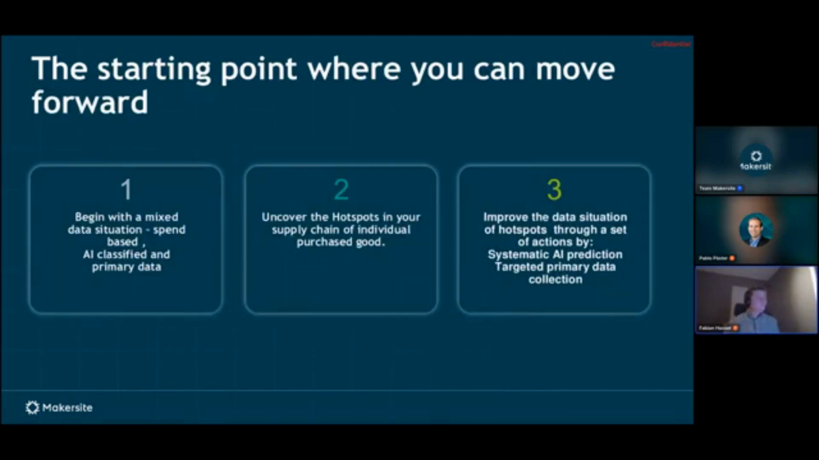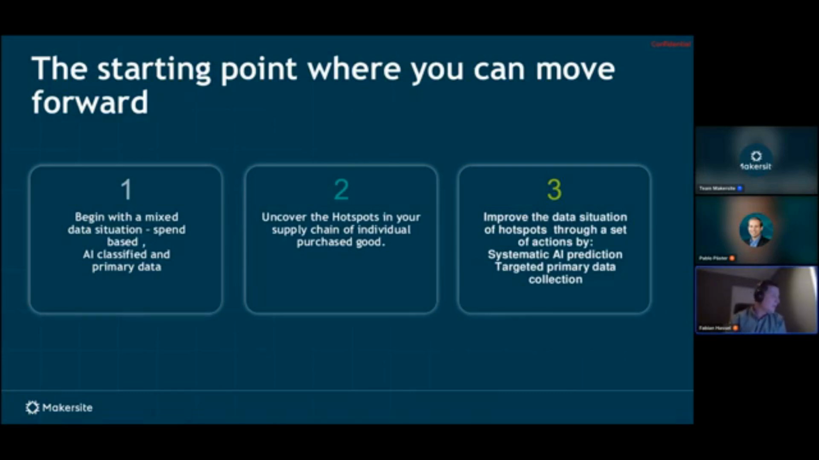Slide. So basically the question is, where do you start and where do you move forward? You begin with a very mixed data situation, to summarize this. The spend-based data, AI classified data. Basically, you use the AI to classify your transaction data so that you can make spend-based data. You uncover certain hotspots in your supply chain, and then you start improving. You add systematic results through systematic AI predictions. You improve through targeted primary data collection. Okay? This is really the steps which fit with it.